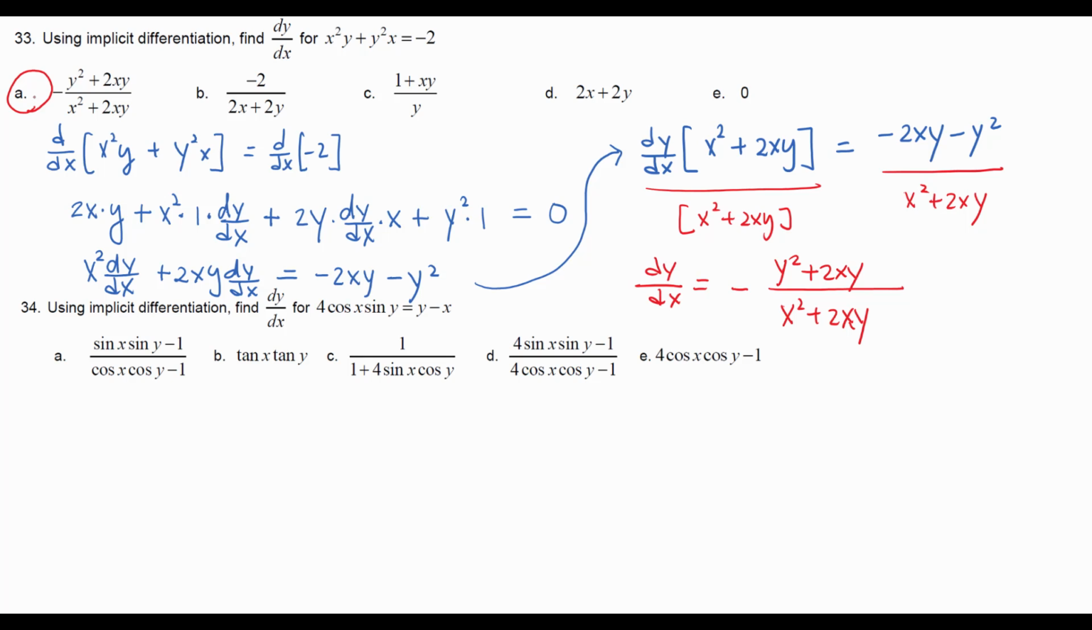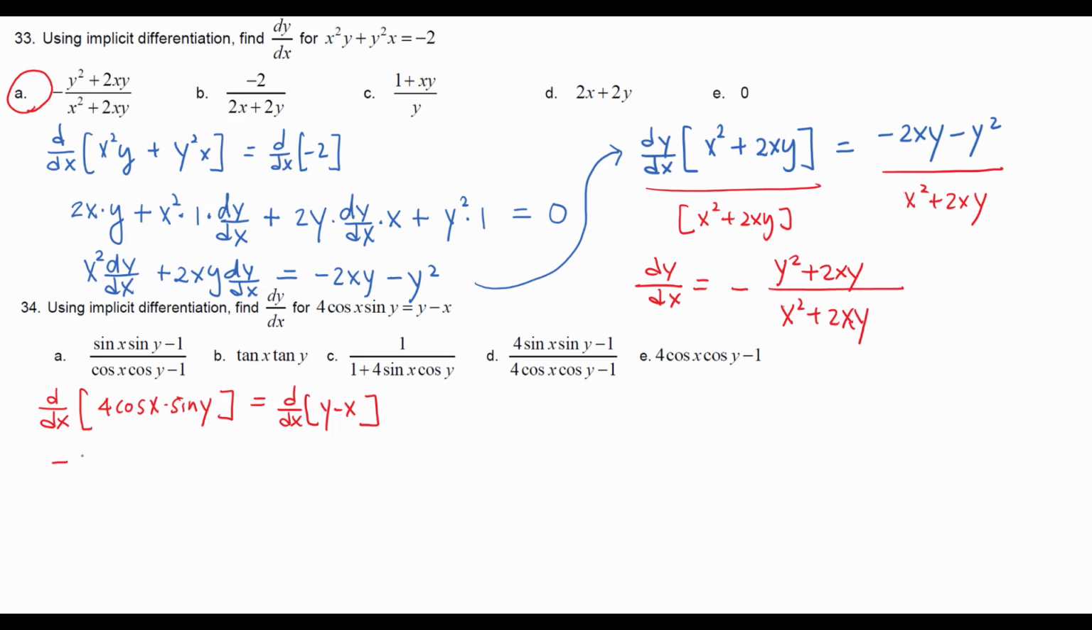So do the same thing again. We take the derivative both sides with respect to x. So we have d/dx of 4 cosine x times sine y equal d/dx of y minus x. And your left-hand side, 4 cosine x times sine y, is a product. So again, we're going to use product rule. So derivative of cosine x is negative sine x.